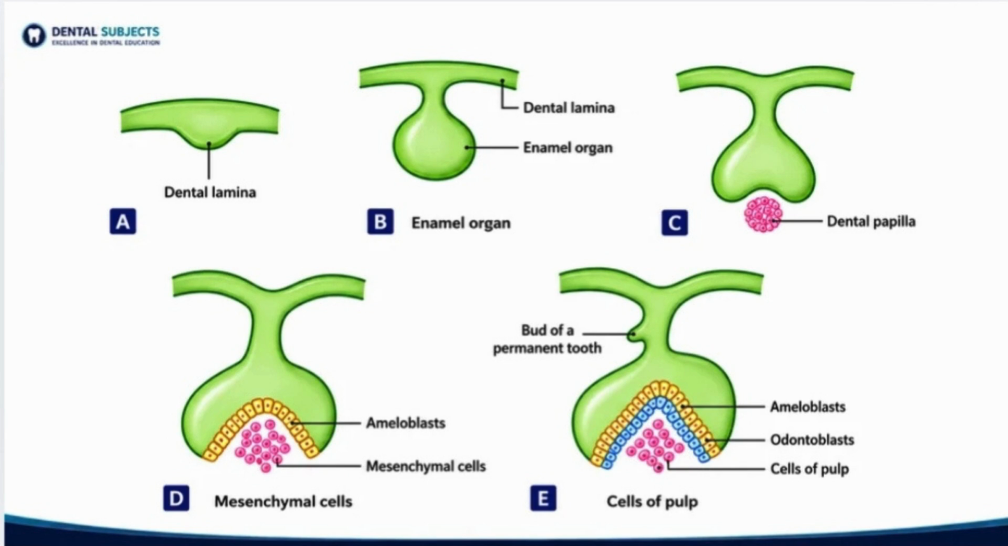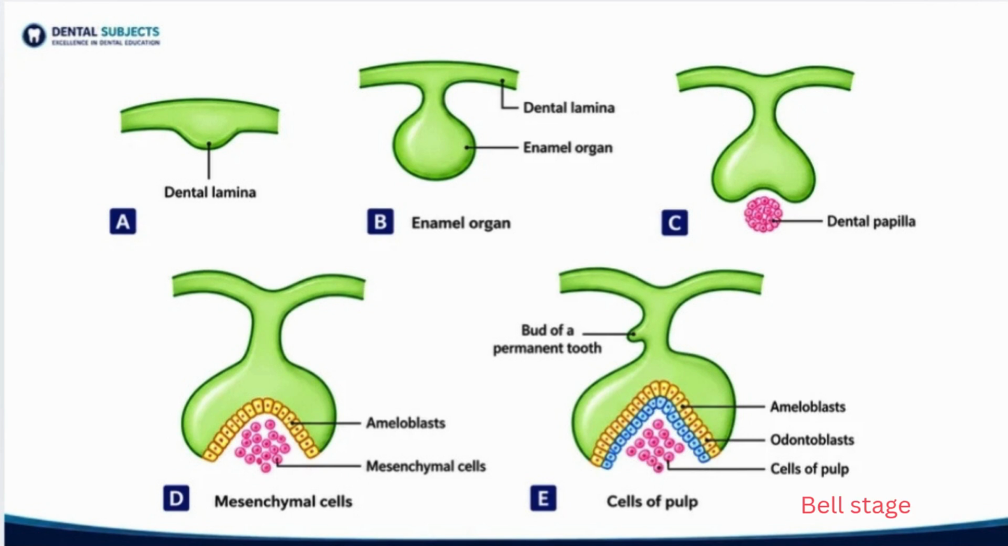Then the mesenchymal cells differentiate into ameloblasts. Some of the mesenchymal cells differentiate into odontoblasts, and the remaining cells form the cells of the pulp. See the diagram. It looks like a bell. This is known as the bell stage of tooth development. There are 3 stages in tooth development: bud stage, cap stage, and the bell stage.